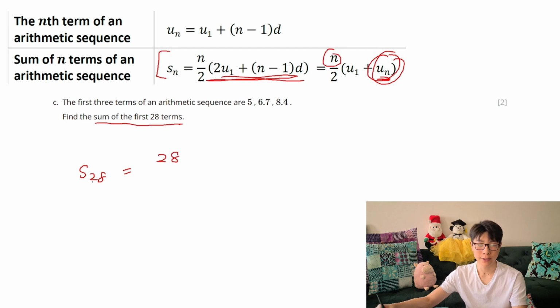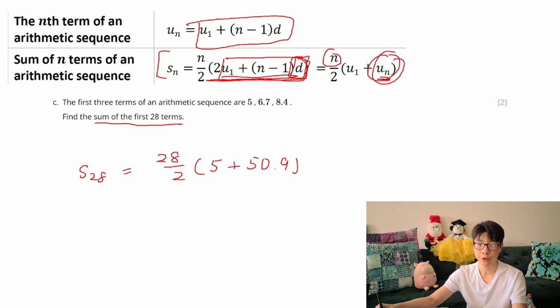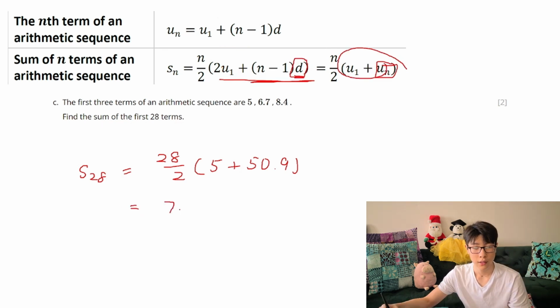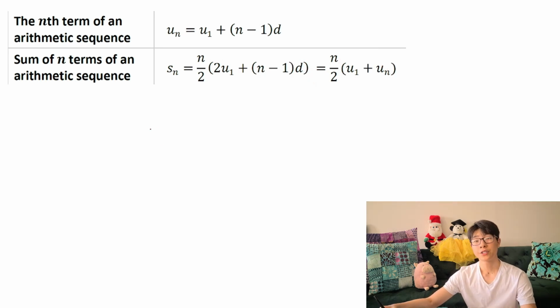So N would be 28, because S28, U1 we know to be 5, plus 50.9 being Un, okay? We don't actually need to know what D is, because again, this extra section is for you to find Un. And since we already know Un, we don't need to have D anymore, okay? And this will end up equaling 782.6.